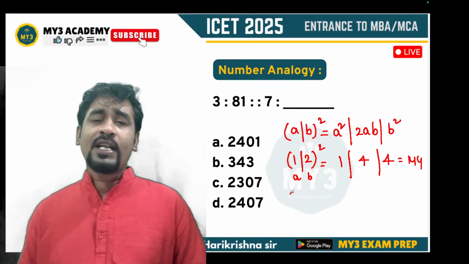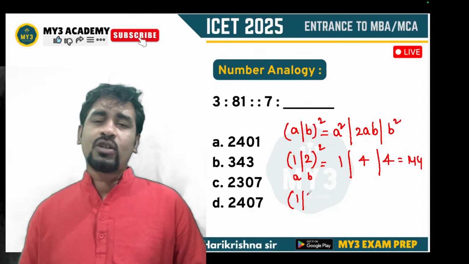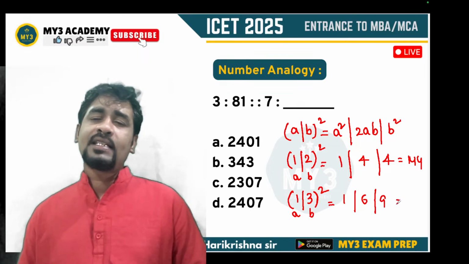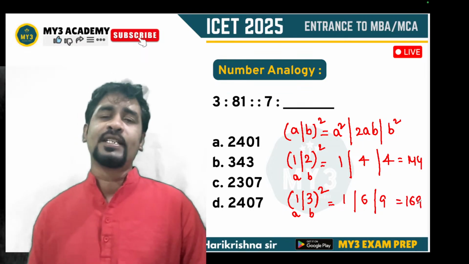Even if you have a carry, let's take 13 square. What is the 13 square value? This is a, this is b. A square is 1, 2ab is 1 into 2 into 3, which is 6. 3 square is 9. I can say directly it is going to be 169.